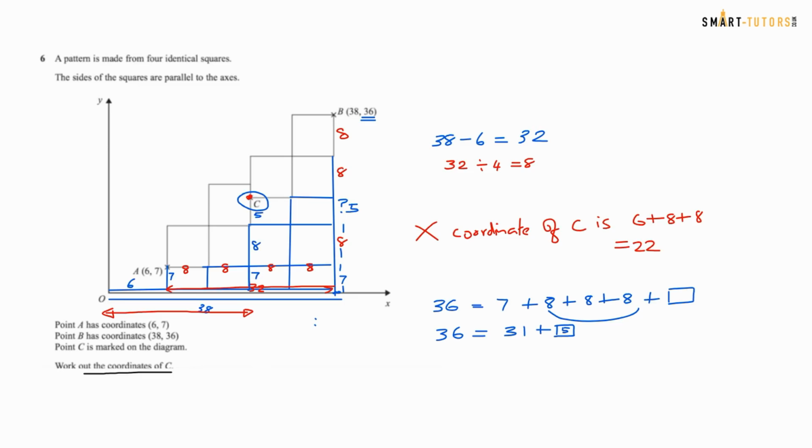So for the C's y coordinate, we found that this is 7, and 8, and 5. So the y coordinate of C is 7 plus 8 plus 5, which gives 20. So the coordinate of C, you can tell, is 22, 20, and that is our final answer.